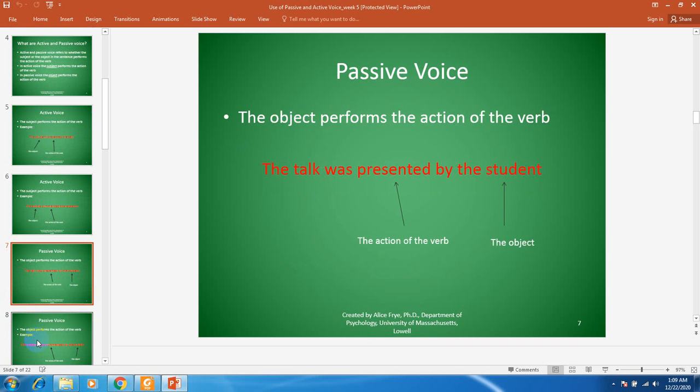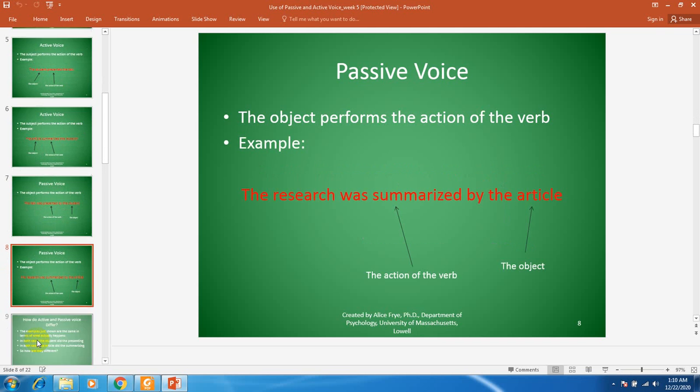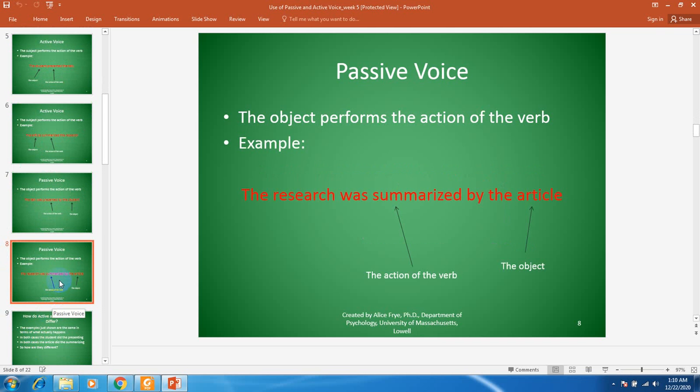The talk was presented by the student. Presented is the action of the verb and student is the object. The object performs the action of the verb. Example: the research was summarized by the article. Summarized is the action of the verb, by the article. Article is our object.